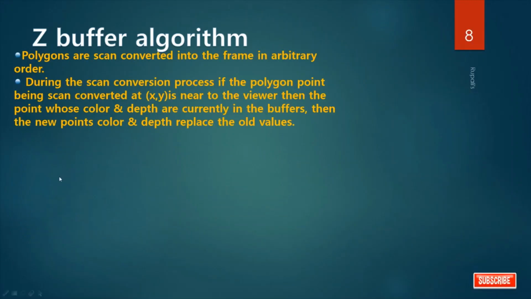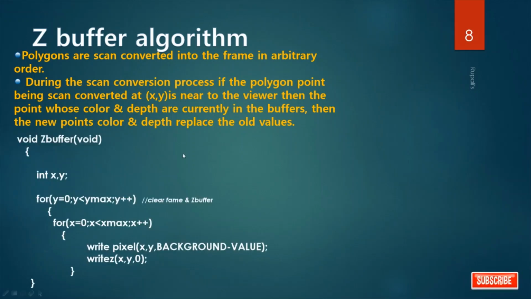Now we will discuss the Z-buffer algorithm. Polygons are scan converted into the frame buffer in arbitrary order. During the scan conversion process, if the polygon point being scan converted at x, y is nearer to the viewer than the point whose color and depth are currently in the buffers, then the new point's color and depth replace the old values. So if a new polygon is closer to the viewer, its color and depth are stored in the frame buffer and Z buffer accordingly.